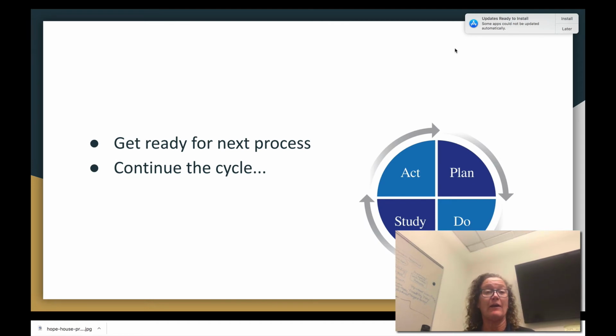I know working at a site in our district, every Monday is an opportunity to try another process, to do it over again, to improve the process. So you just want to continue that cycle. Remember that plan, do, study, act cycle, and get ready, be prepared, and use these.